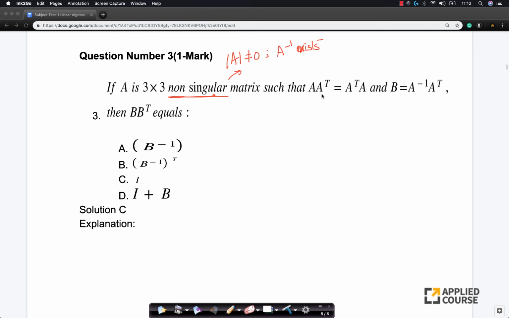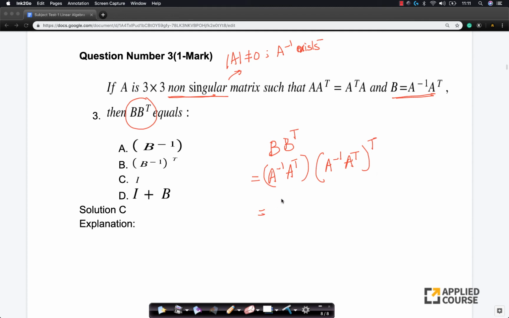And it says A into A transpose is A transpose into A, and B is given as A inverse into A transpose. Then what is the value of B into B transpose? This is again simple algebra. B into B transpose is what we want to compute. What is B? B is A inverse into A transpose. What is B transpose? B transpose is A inverse into A transpose, whole transpose.